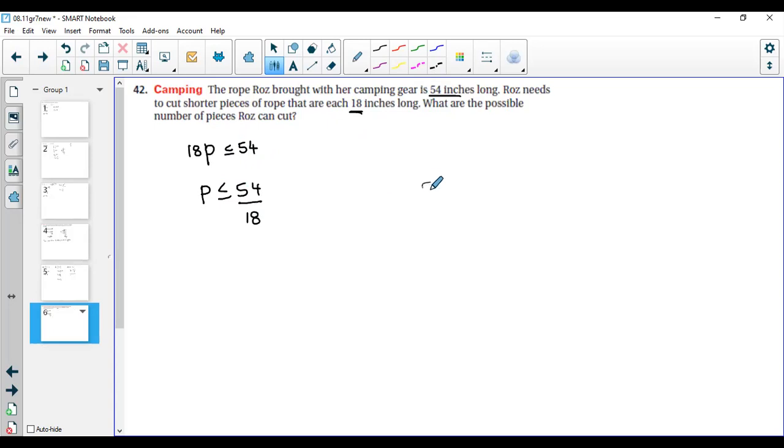Now, you might use the calculator, but it is always advisable not to use it. 3 18s will give you 54, which means P is less than or equal to 3. So how many pieces of rope can Rose get?